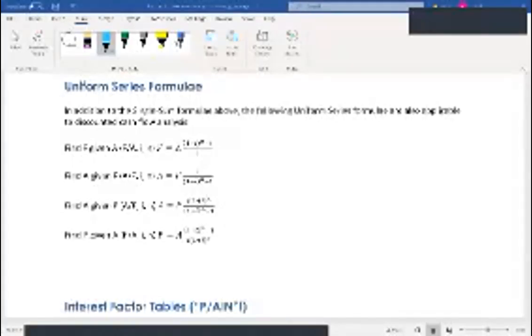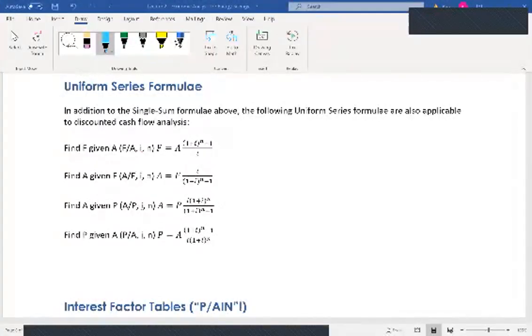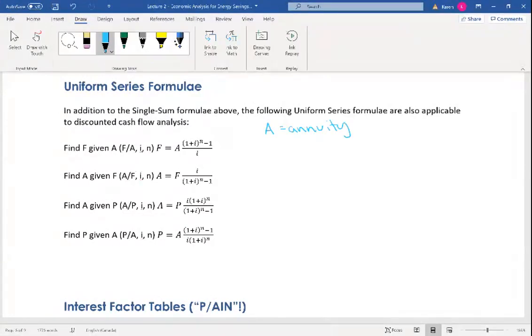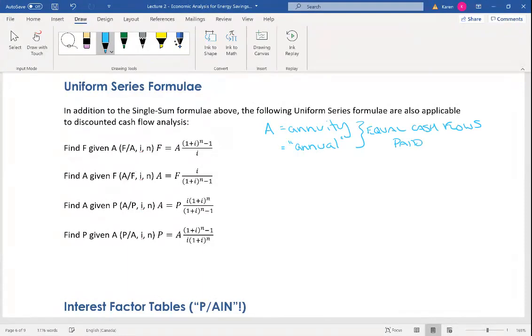Now, for the rest of these formulae, you have to know something called A. And A is the annuity, or sometimes you can call this annual. And it basically means the equal cash flows paid out, usually each year.